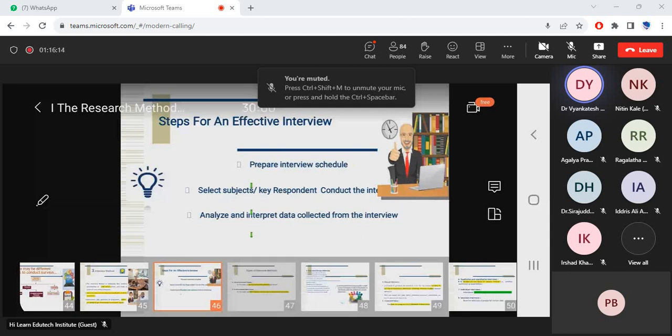Then the clinical interview. Information is gathered and utilized at every stage of a process.